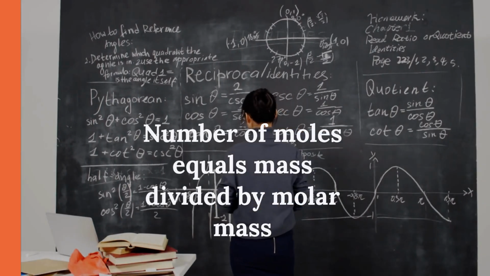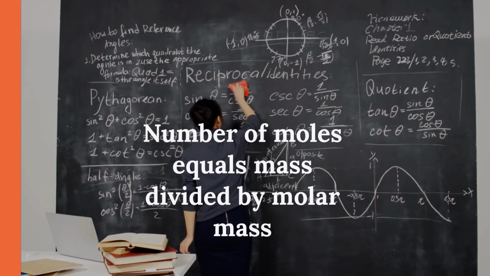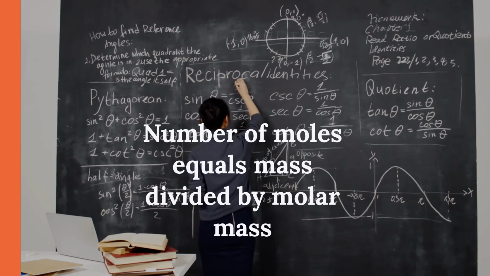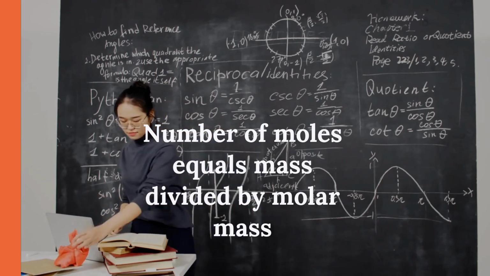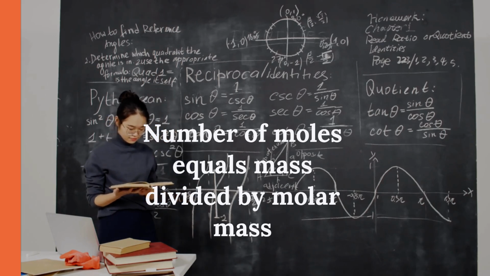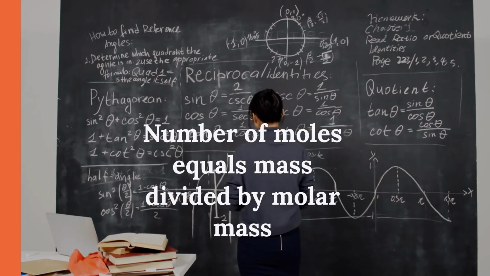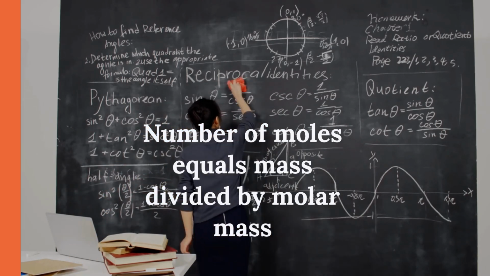The basic formula used is number of moles equals mass divided by molar mass. For example, if you have 117 grams of sodium chloride with a molar mass of 58.5 grams per mole, divide 117 by 58.5 to get 2 moles. This formula is essential for determining the amount of substance. Always ensure units are consistent.